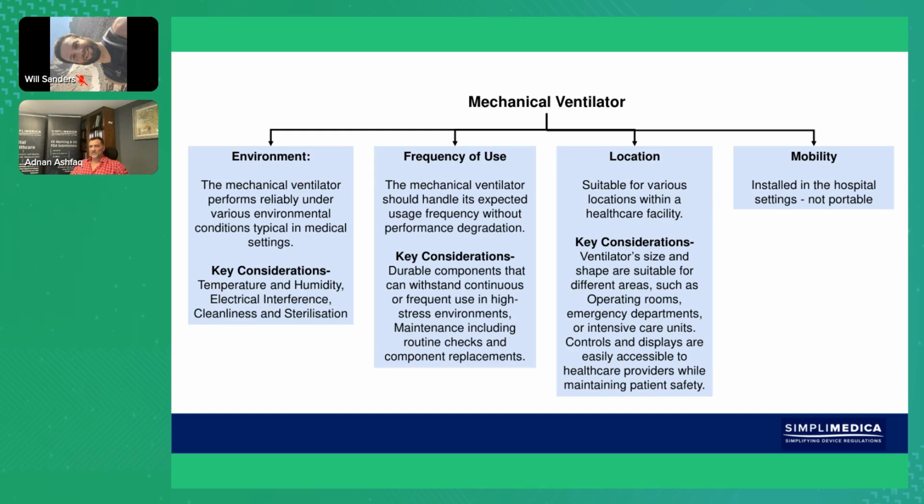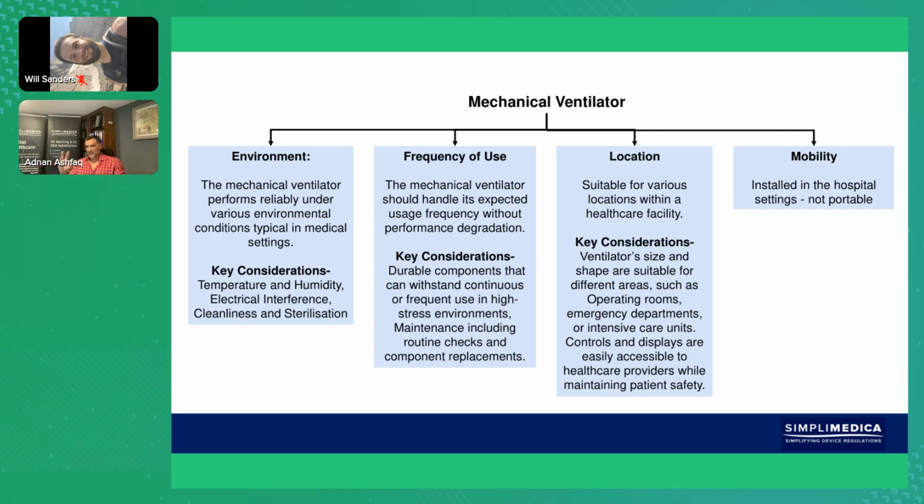So the mechanical ventilator example, on the other hand, would similarly look at the same factors, but in a different way. Key considerations for a mechanical ventilator would be, again, temperature and humidity, but also electrical interference, cleanliness and sterilization. You wouldn't expect a mechanical ventilator to be used in a home environment. It's not necessarily been designed with that in mind.